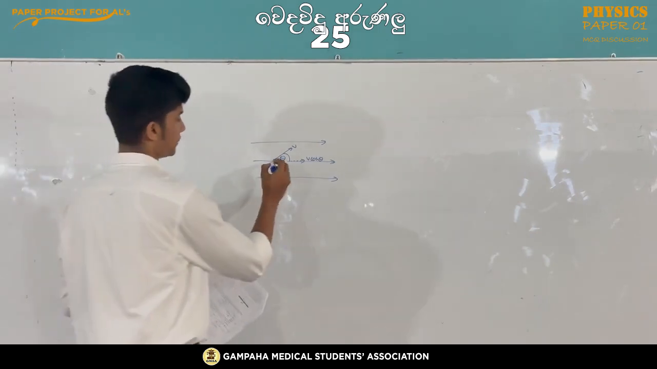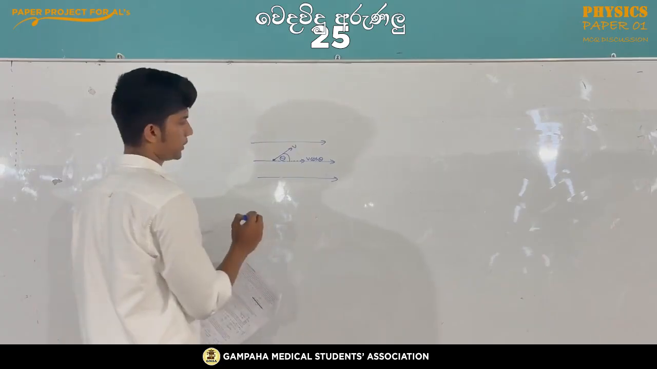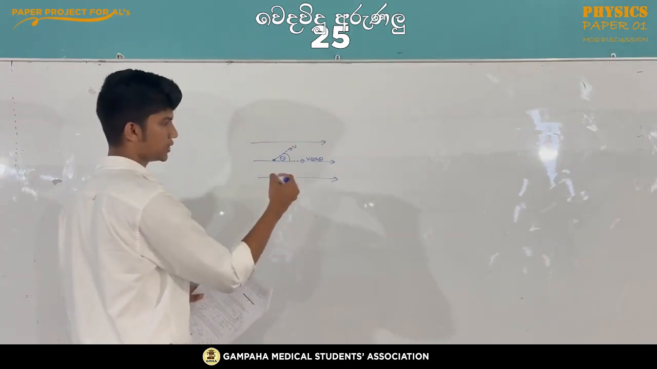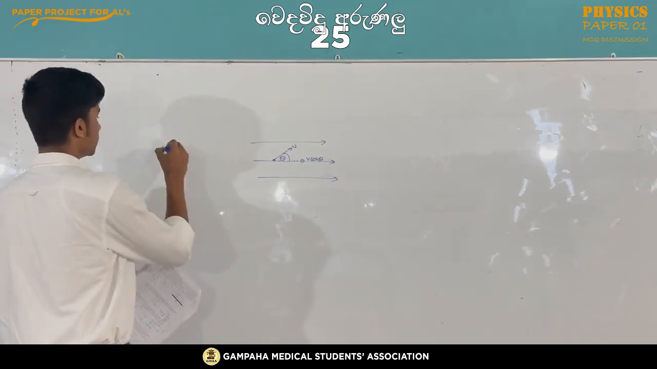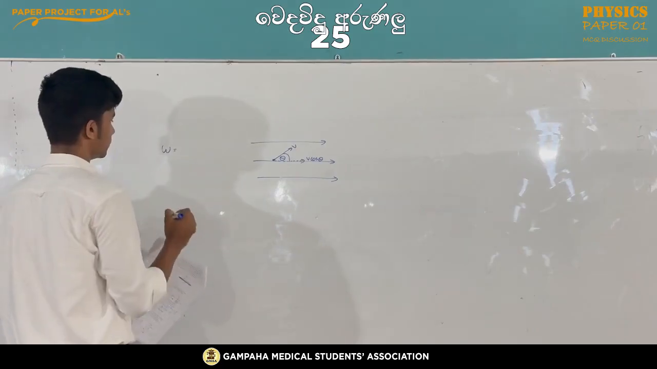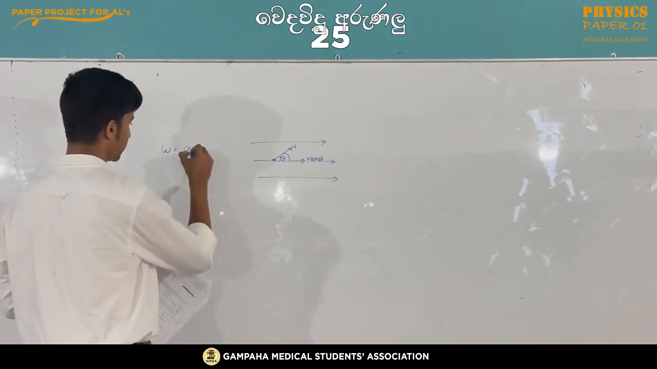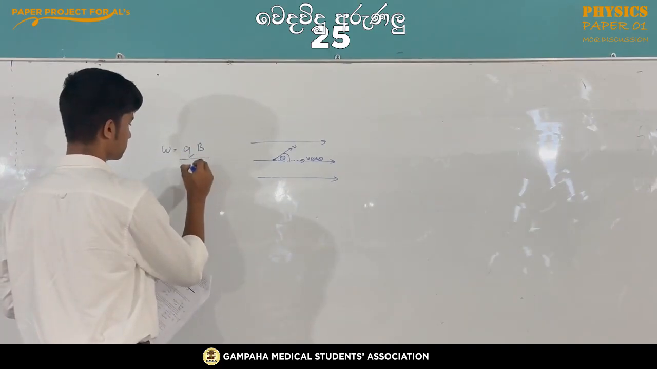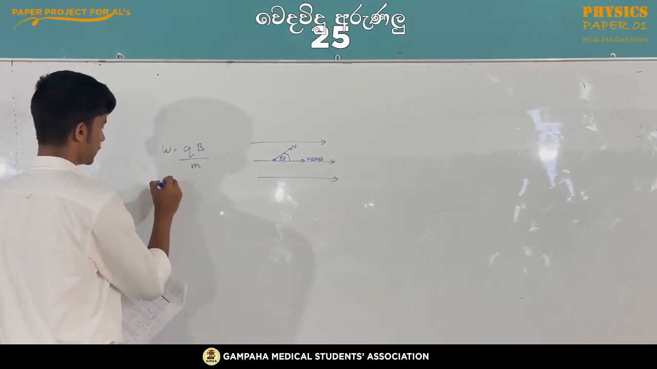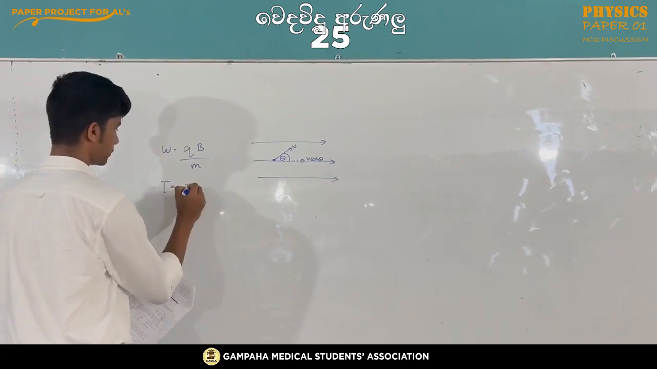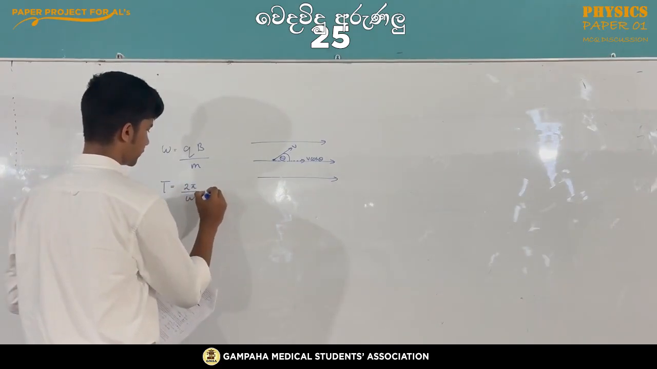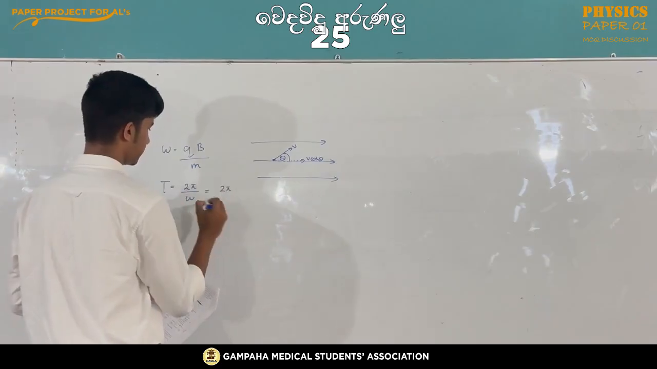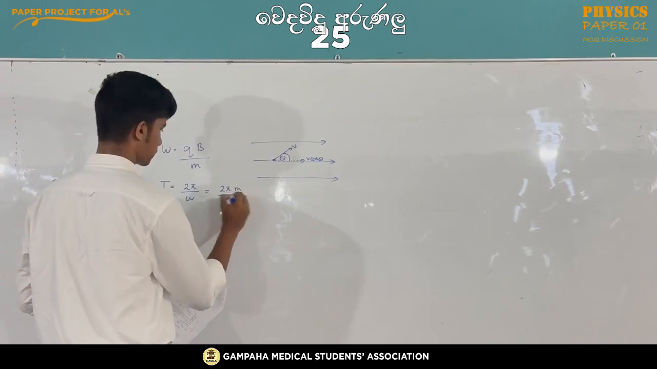this particle actually undergoes a centripetal force and then it undergoes a helical motion. So the angular velocity of the particle can be calculated using qB over m. Then we know that T is equal to 2 pi over omega, which will be equal to 2 pi m over Bq.